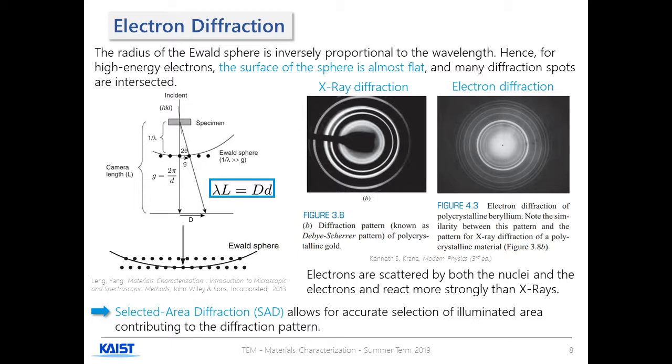Furthermore, when comparing electron diffraction with X-ray diffraction, the former is often more intense, due to its interaction with both electrons and the nuclei. Selected area diffraction, whose implementation will be discussed later, allows for the analysis of a really small area with an adequate intensity.